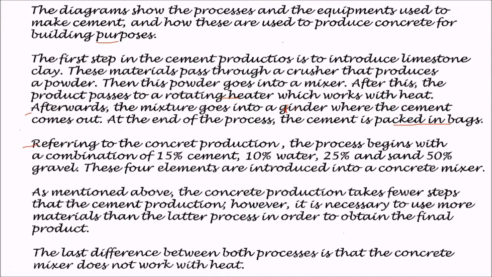Referring to the concrete production, the process begins with a combination of 15% cement, 10% water, 25% sand, and 50% gravel. These four elements are introduced into a concrete mixer. As mentioned above, the concrete production takes fewer steps than the cement production. However, it is necessary to use more materials than the latter process in order to obtain the final product. The last difference between the two processes is that the concrete mixture does not work with heat.